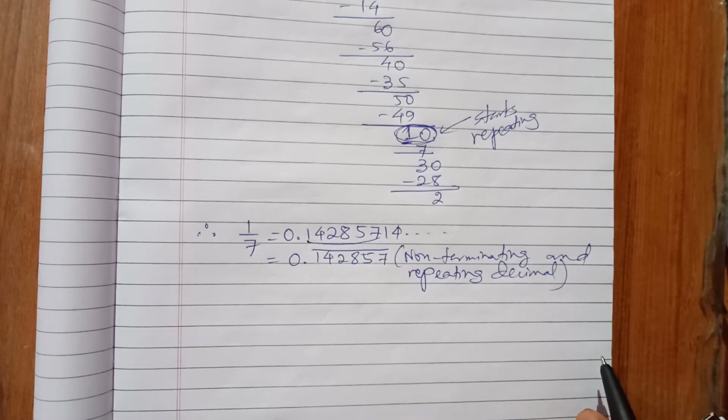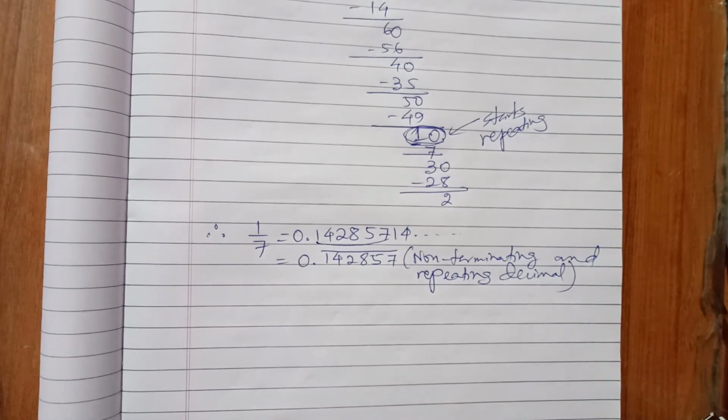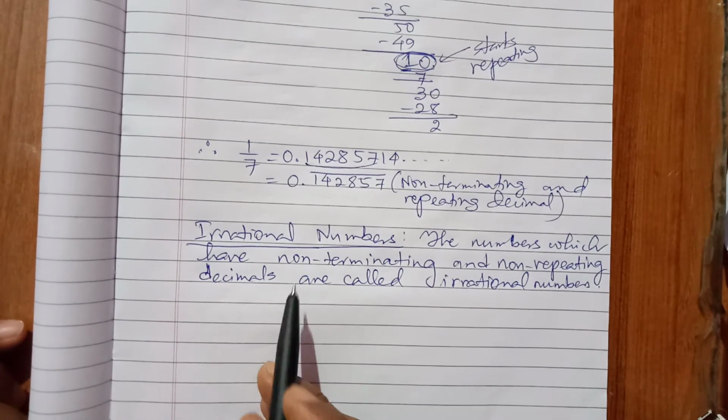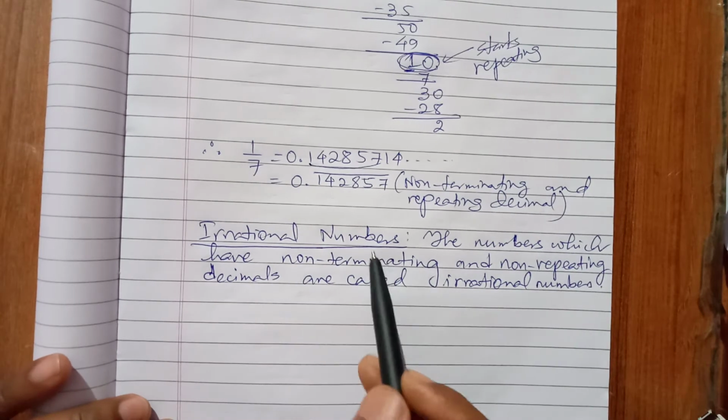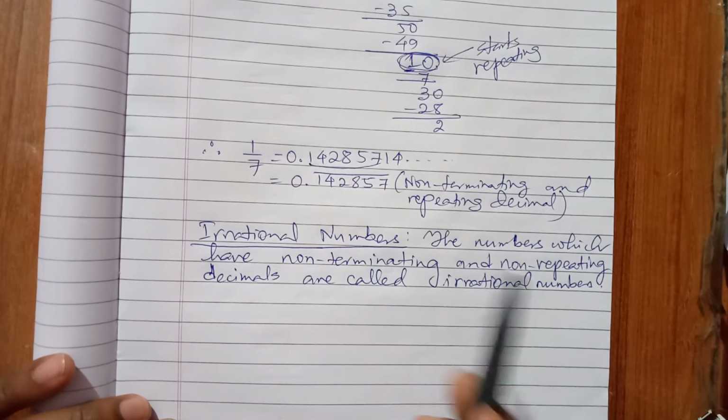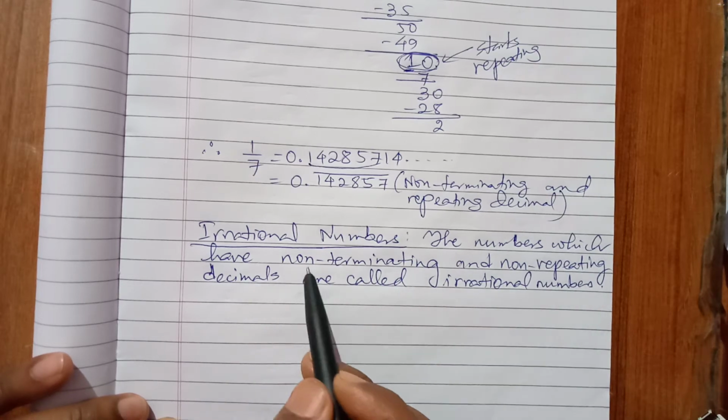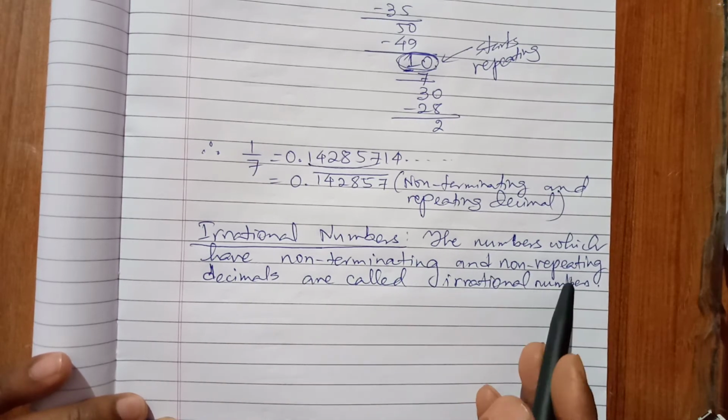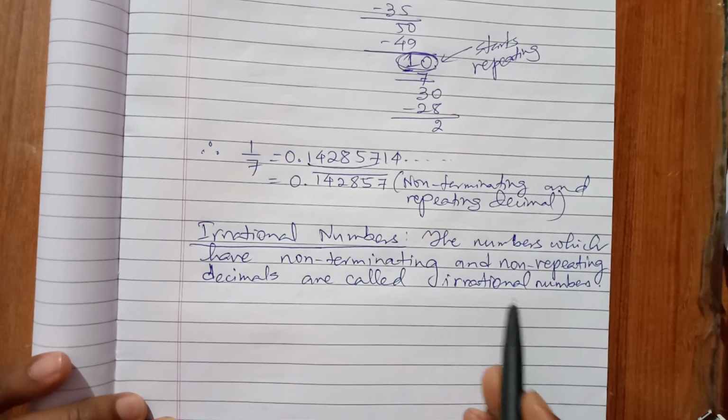Very good. Next I'll give you the definition of irrational numbers in terms of the decimal expansions. In the last class we got the definition of irrational numbers. Today we will again define irrational numbers in terms of their decimal expansions. Next you write irrational numbers. So, definition of irrational numbers in terms of the decimal expansions: the numbers which have non-terminating and non-repeating decimals are called irrational numbers.